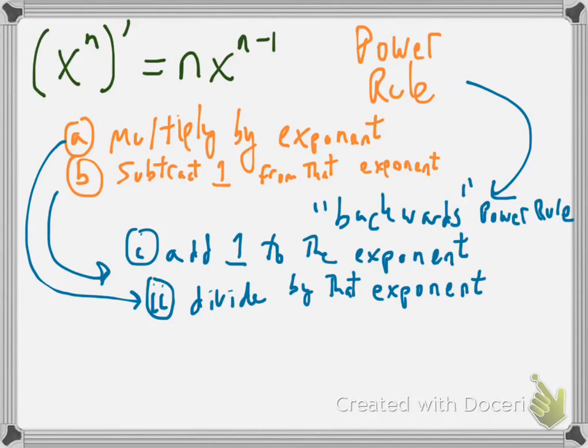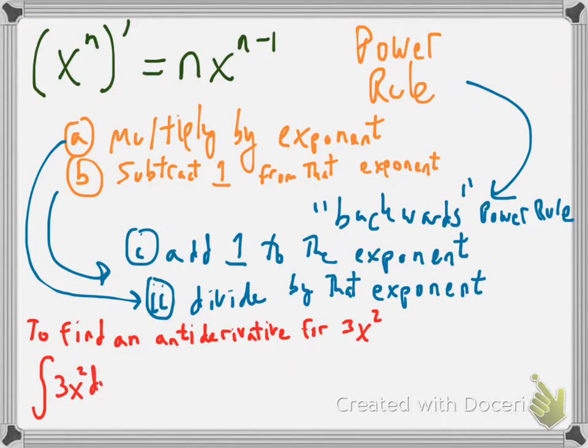So let's take a look and see what this looks like for the problem we just did. If we want to find an antiderivative for 3x squared, what is it we need to do? The way we would write this is the indefinite integral of 3x squared dx. And now let's apply our backwards power rule. We have to add 1 to the exponent. That's going to turn the 2 into a 3. And then we have to divide by that new exponent, so dividing by 3. And notice that, hey, those 3's cancel, and that's going to be our x cubed.